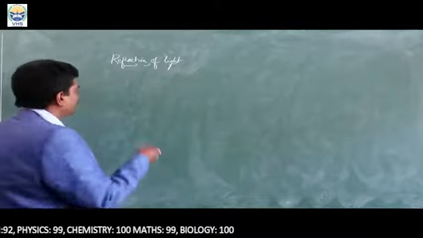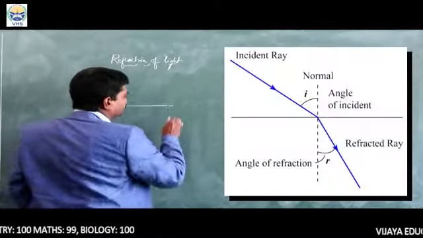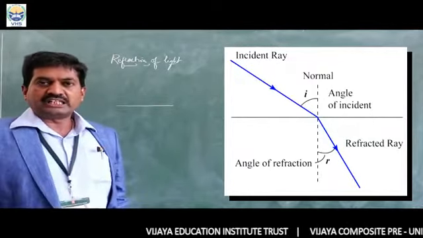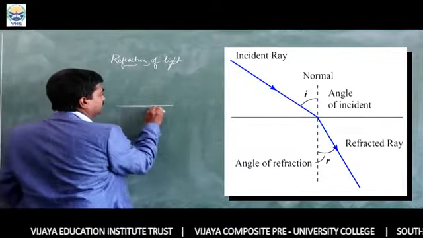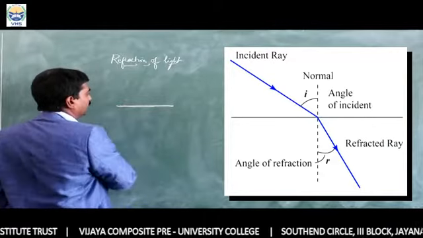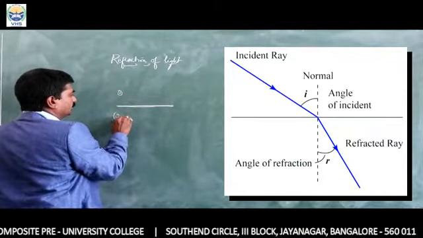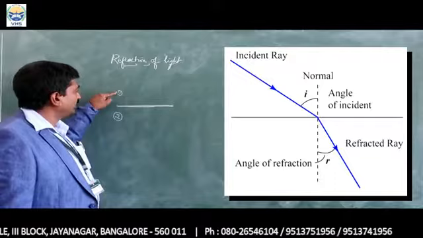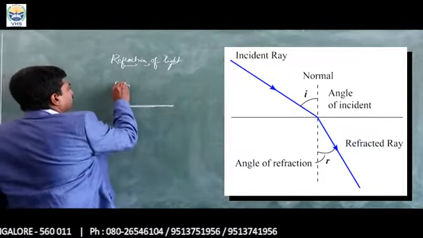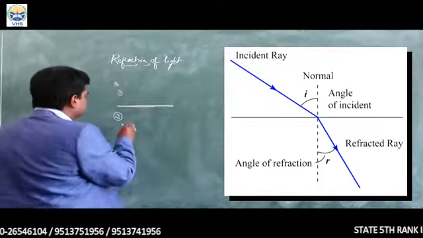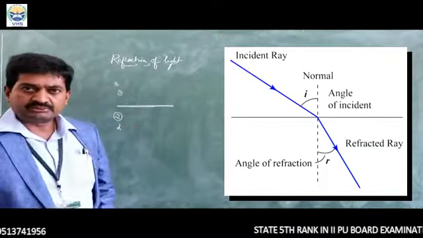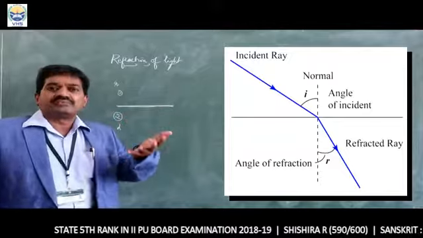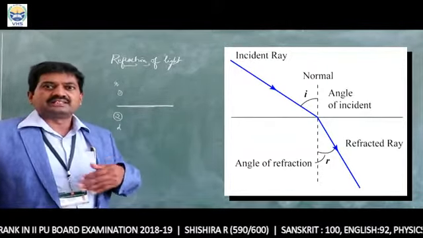Now let us consider the optical medium, one in which the light passes. A medium through which light passes is called an optical medium. This is the interface separating two media, medium 1 and medium 2. Now let me consider this is the rarer medium, this is the denser medium. A rarer medium is one in which the refractive index is less. A denser medium is one which has a higher refractive index. Let us see what the refractive index is later on.